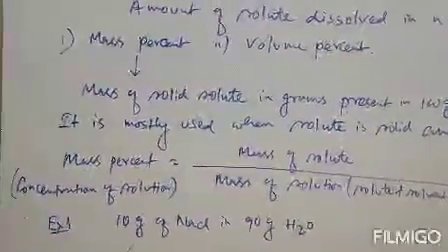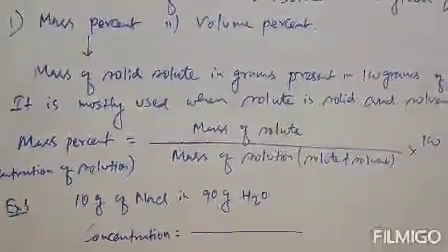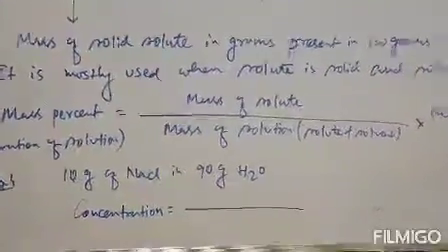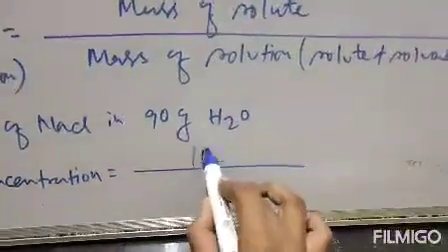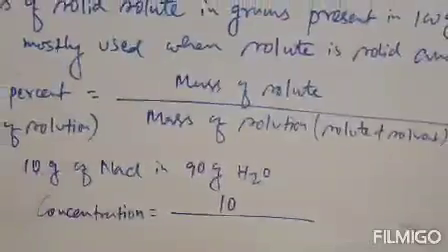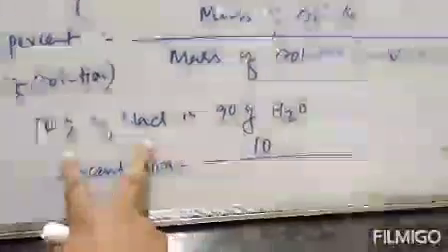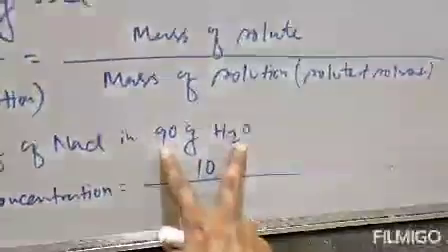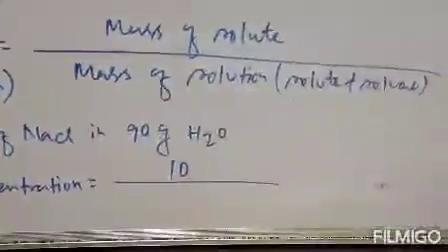So here you are dissolving sodium chloride, or salt, NaCl. That is your solute. So mass of solute is 10 gram, that is NaCl 10 gram. So write 10 over here, divided by mass of solution. Mass of solution means mass of solute plus mass of solvent. Now solute is 10 gram and solvent is water, that is 90 gram. So 90 plus 10, that is 100 gram. So mass of solution will be 100 gram.